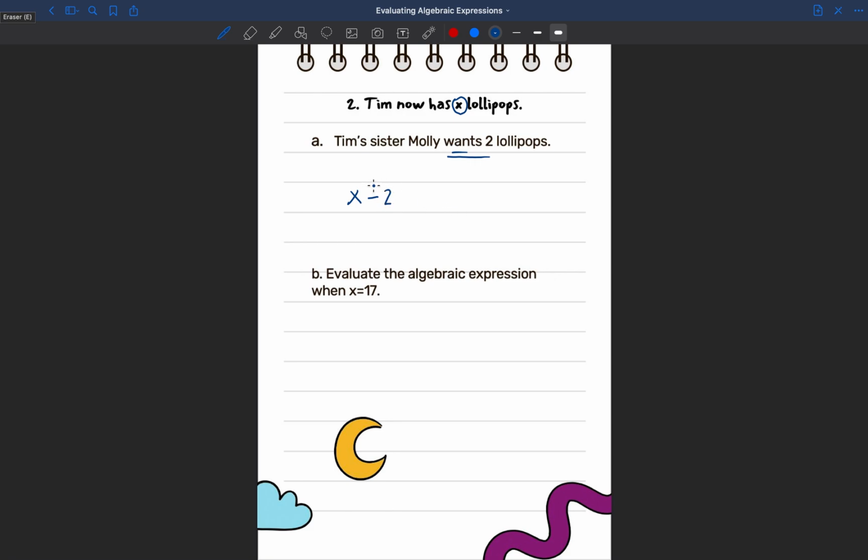Same thing. This is an algebraic expression because we cannot solve it. And this part B says evaluate the algebraic expression when x equals 17. Well, now we know what the variable x equals. So now we can substitute 17 in for x and then finish writing out the rest of the equation.